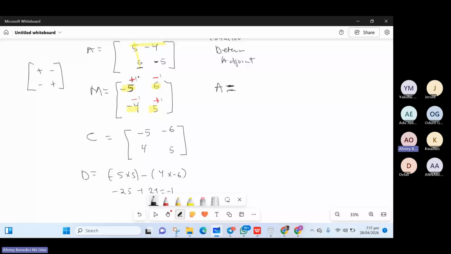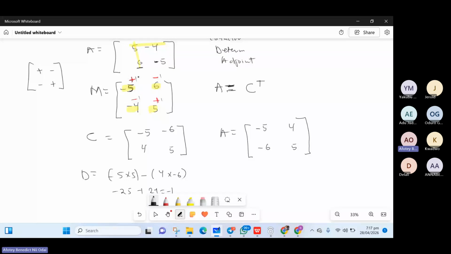The matrix of adjoint, we basically find a transpose of the matrix of cofactors, right? So to find the adjoint, we find the transpose of this matrix, and we get what? Negative 5 and 4 is vertical, so it becomes horizontal. Negative 6 and 5 is vertical, it now becomes horizontal.